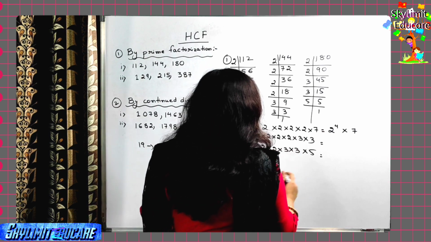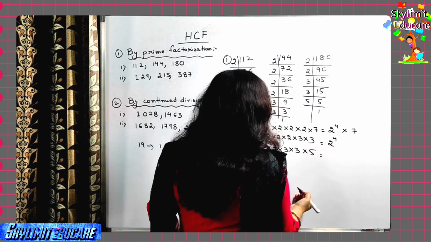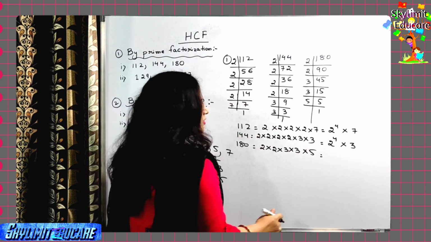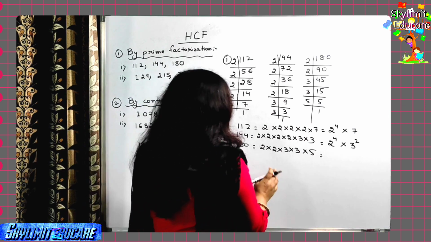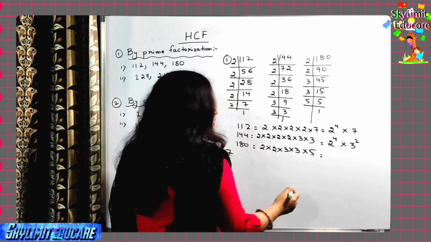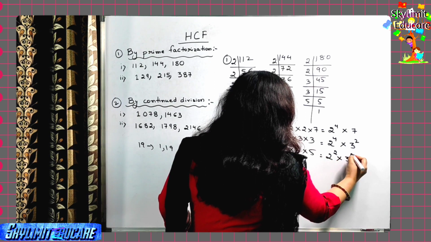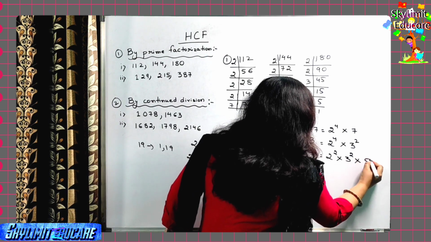Now how many 2's do you have over here? 4 2's again, right? So 2 to the power of 4. Multiplied by, how many 3's do I have? 2 3's. So 3 raised to the power of 2. Clear? Now in this case also you can see I have 2 2's. That means I can write 2 raised to the power of 2 multiplied by 3 raised to the power of 2. I have 2 3's here and only 1 5.